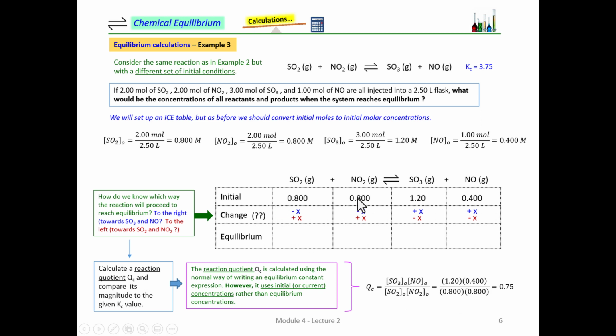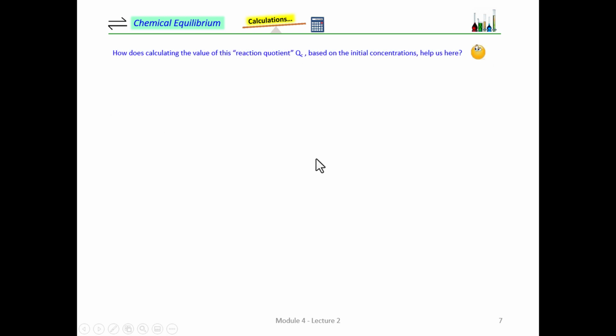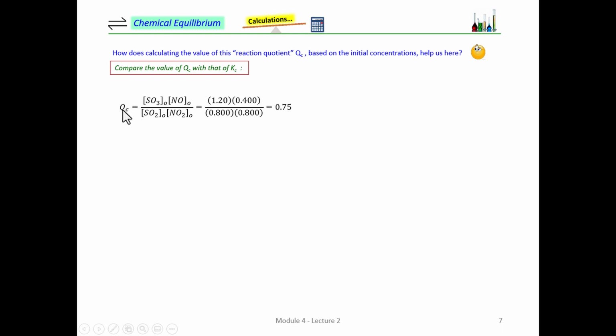And so we'll put these initial concentrations in, and we get a value of QC equal to 0.75, which is certainly different than the value of the equilibrium constant. So how does calculating the value of this reaction quotient, QC, based on the initial concentrations, help us in this problem? Well, let's compare the value of QC that we calculated with that of KC. We calculated the value of QC on the previous slide using the initial concentrations of reactants and products, and got a value of 0.75.